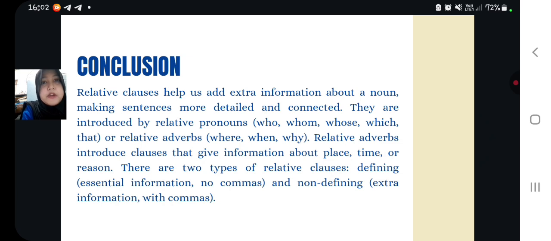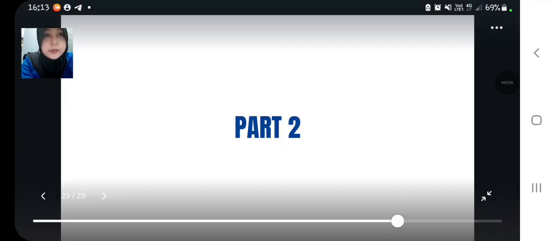Conclusion: relative clauses help us add extra information about a noun, making sentences more detailed and connected. They are introduced by relative pronouns who, whom, whose, which, that, or relative adverbs where, when, and why. Relative adverbs introduce clauses that give information about place, time, or reason. There are two types of relative clauses. First is defining, essential information, no commas, and non-defining, extra information with commas. Now we move to part 2.